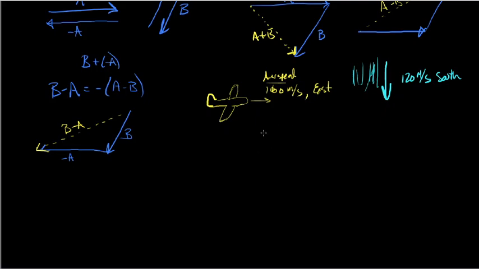Well, this is where we add these vectors together, and we draw both of them. So this is its airspeed, which is 160 meters per second in that direction. But then we also have the air that is pushing him at the same time, and that's going to be 120 meters per second south.